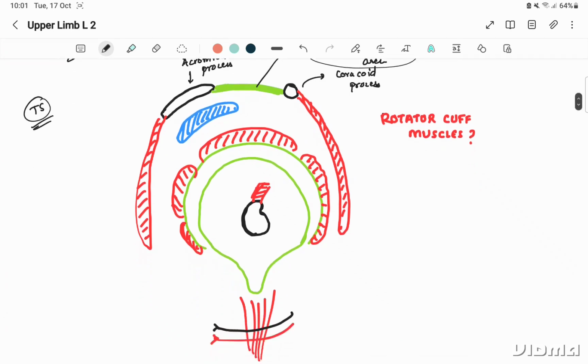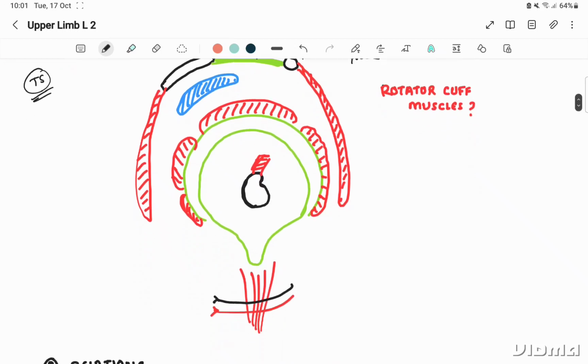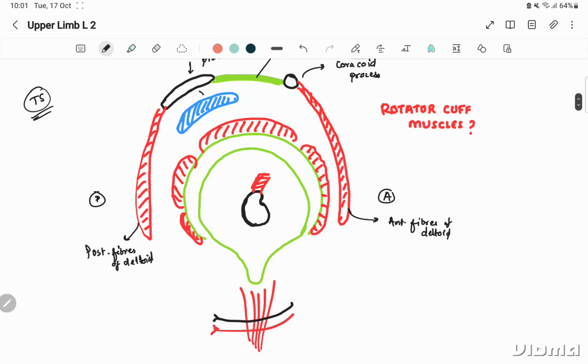Okay, then we have the muscles. This is the anterior side, this is the posterior side. So we have the anterior fibers of deltoid muscle, and we have the posterior fibers of deltoid too. Then below the acromion, or you can say below the deltoid, we have the bursa. It is called the subacromion or subdeltoid bursa.